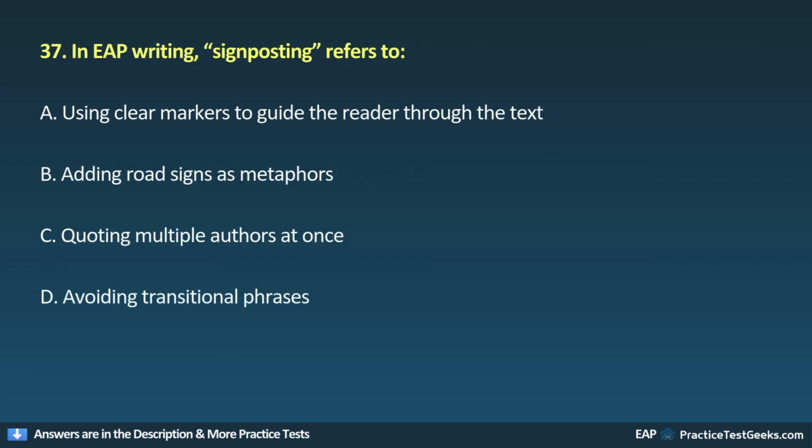37. In EAP writing, signposting refers to A. Using clear markers to guide the reader through the text. B. Adding road signs as metaphors. C. Quoting multiple authors at once. D. Avoiding transitional phrases.